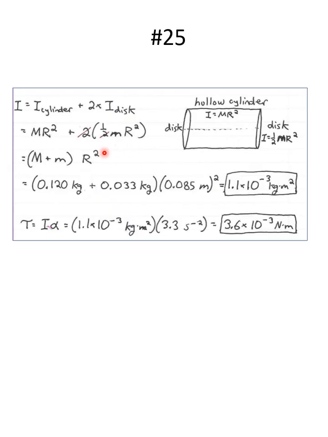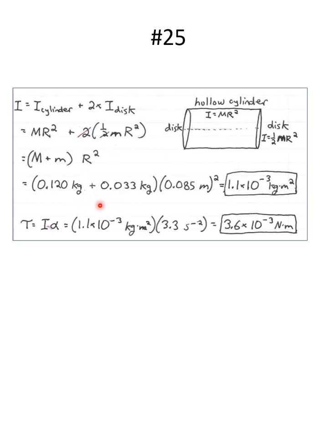So for a disk, it's 1/2 mr squared, but there's two of them. So 2 times 1/2, and that becomes little mr squared. And so the total moment of inertia, I've factored out the r squared. It's big M plus little m times r squared. And then we fill in the given values.